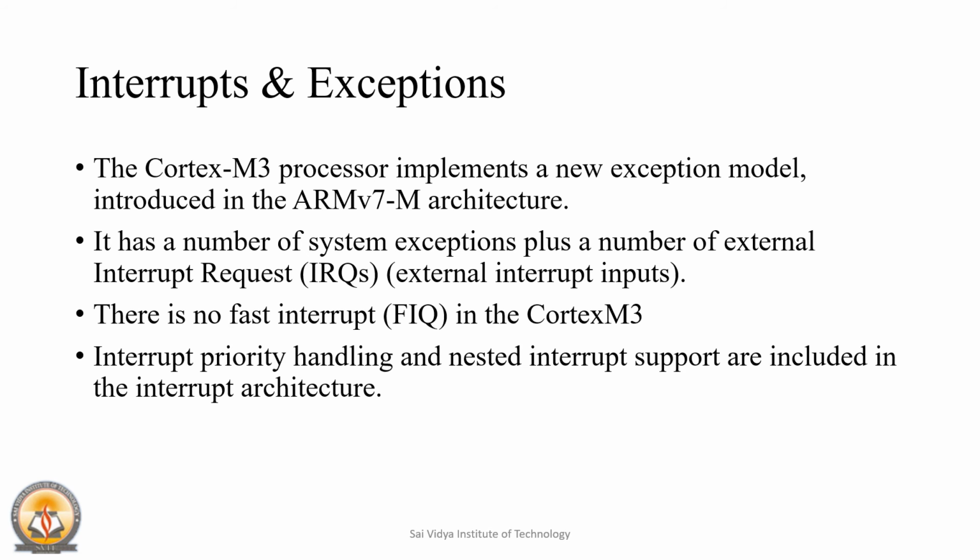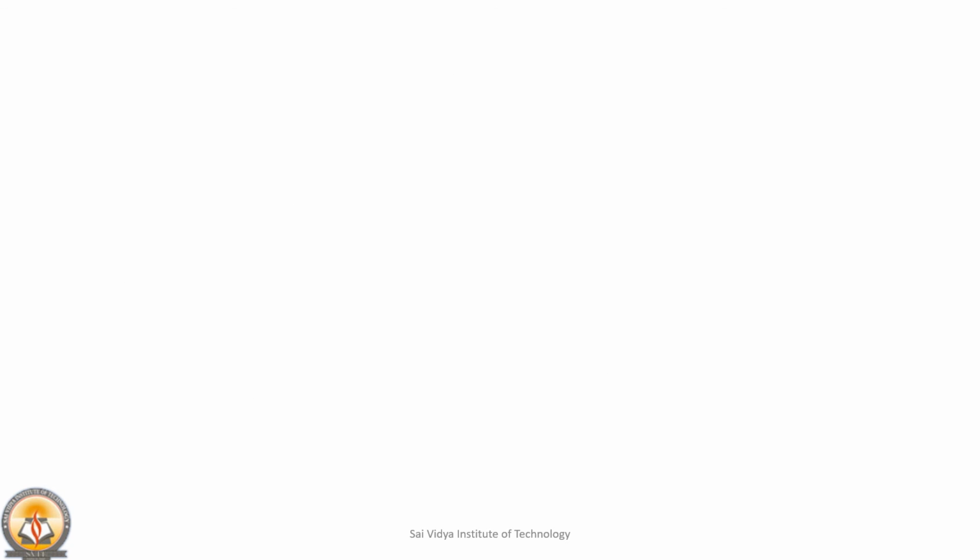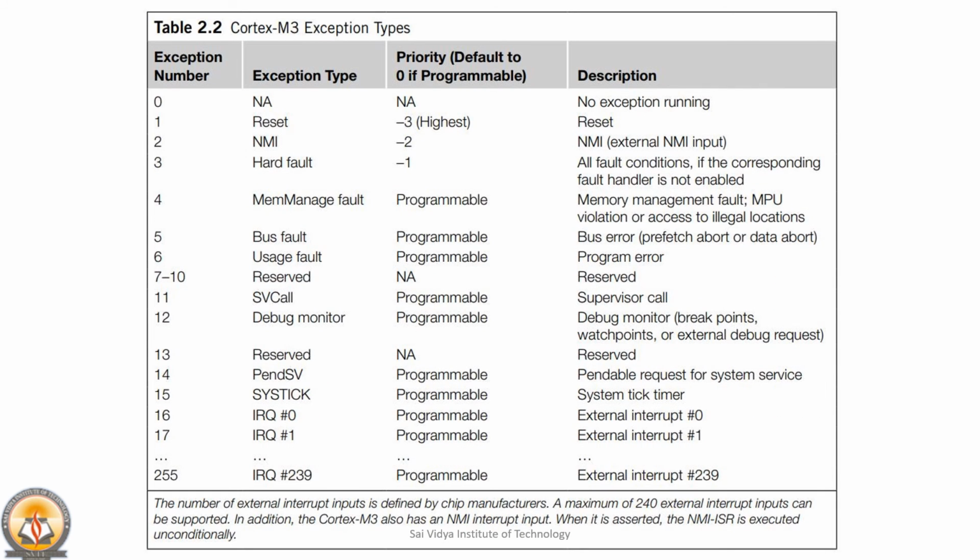That is, a higher priority interrupt can override or preempt the lower priority interrupt handler, and that behaves just like the FIQ in the traditional ARM processors. So this table represents some of the exceptions which are present in the Cortex-M3 processors. It has the exception numbers, the exception types, the priorities and the description of the exceptions as shown in the table.